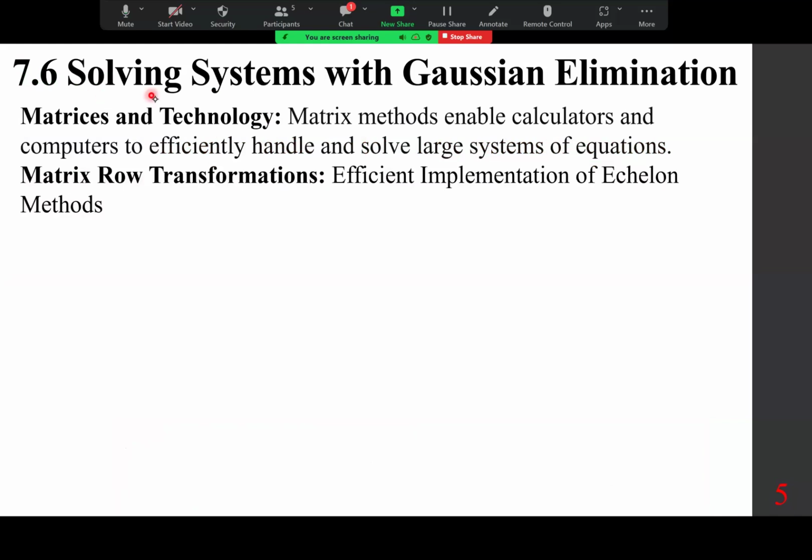Now, 7.6, solving systems with Gaussian elimination. Matrices and technology. Matrix methods enable calculators and computers to efficiently handle and solve large systems of equations. Matrix row transformations, also known as matrix row operations, are an efficient implementation of the echelon method.